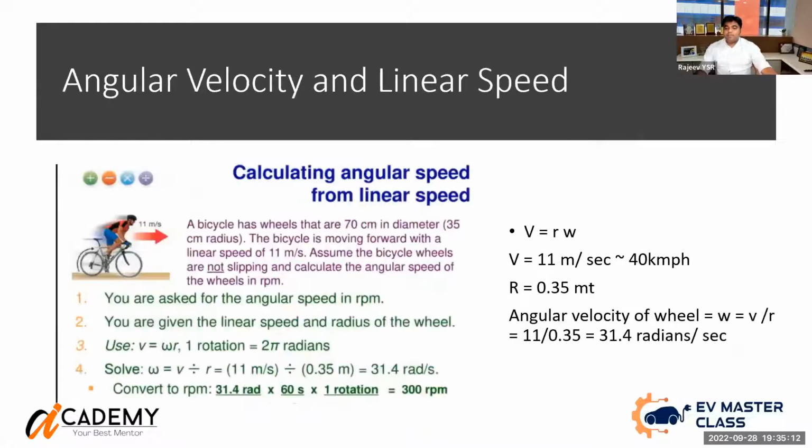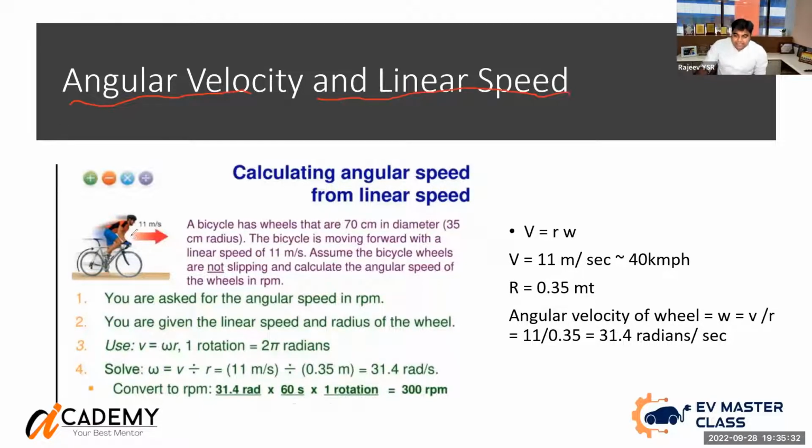Now, I'm giving you one quick assignment on this particular thing. I want you to quickly do this assignment. Very, very simple assignment. This is basically to give you clarity between the angular velocity and the linear speed. This is very, very important.